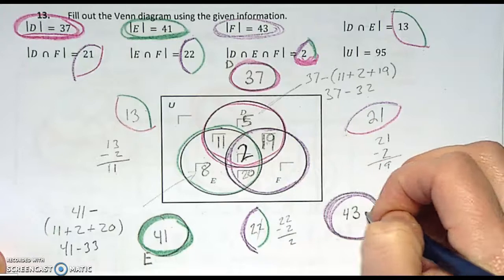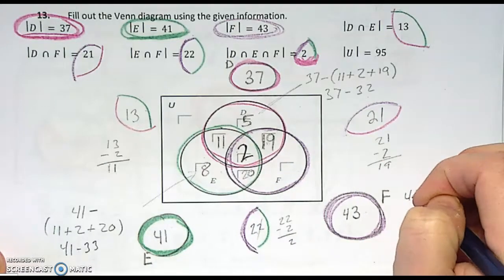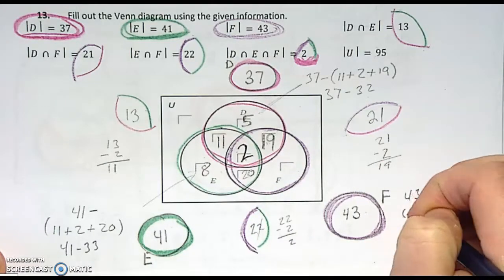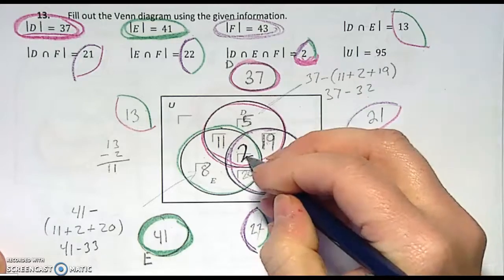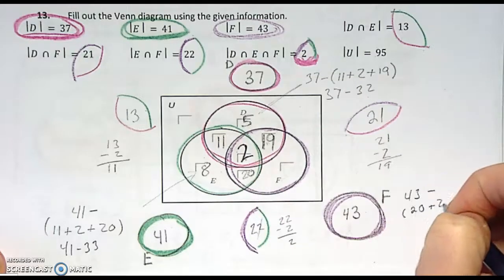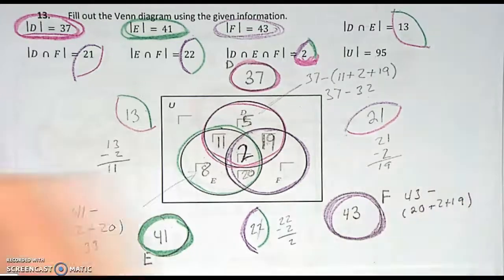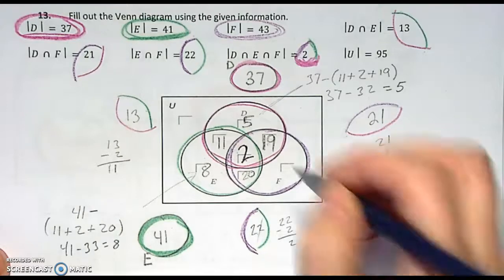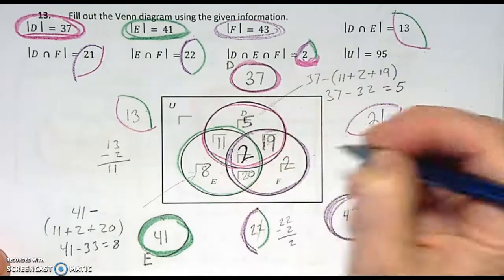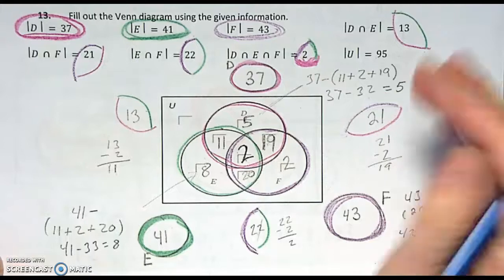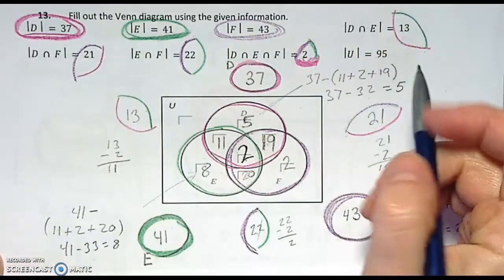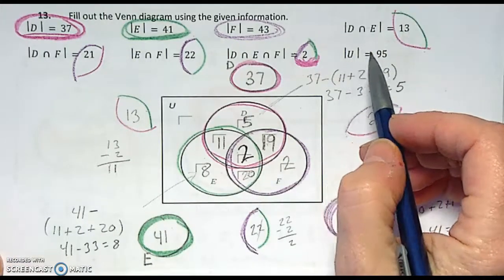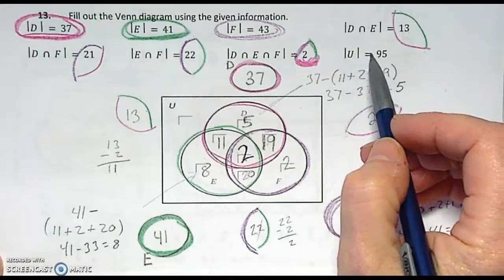We've got the 43 minus 20 plus 2 plus 19. Okay, so overall that gives us a 43 minus a 41, which is just a 2. And then the last thing we need to find, which confuses a lot of people, especially the notation in different books. Different books do it differently.